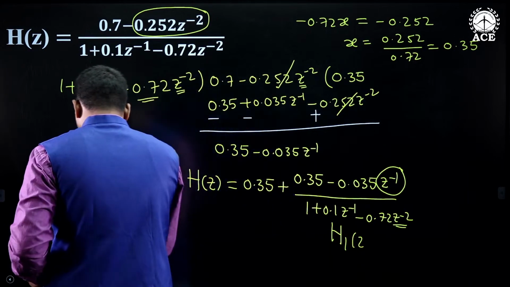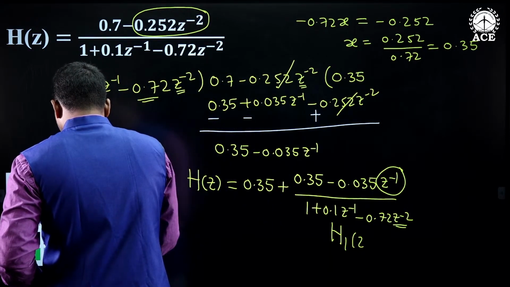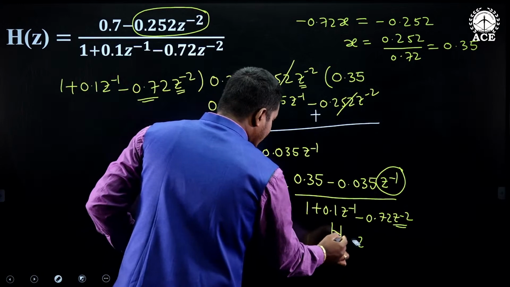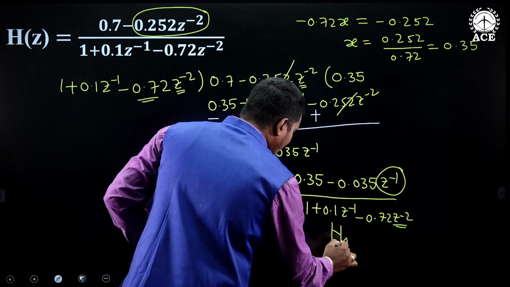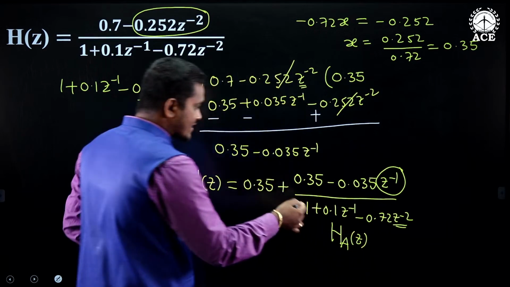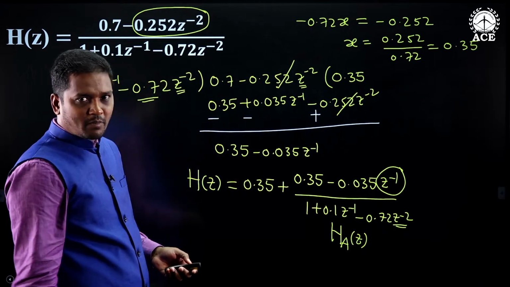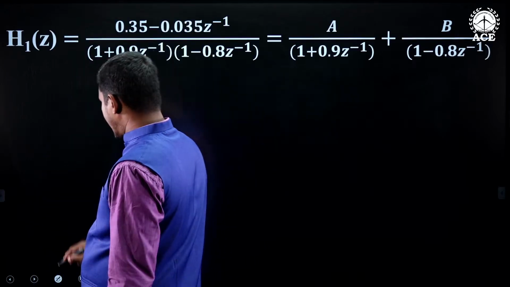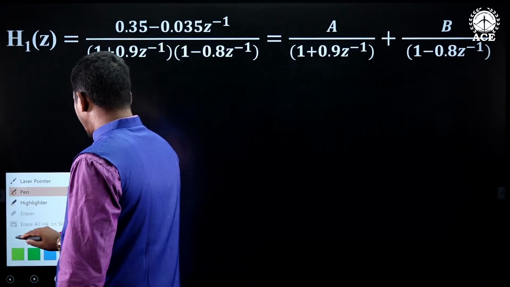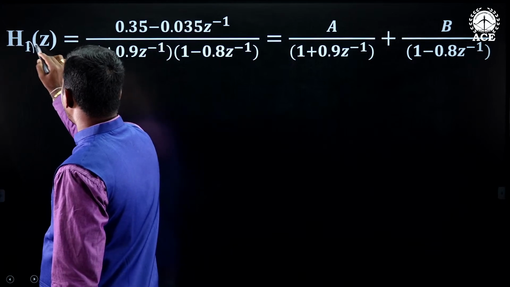Sorry, let us assume this is some HA of z, okay? We need to convert that to first order polynomials. Okay, let us see now. This is HA of Z actually. I am assuming this is HA.